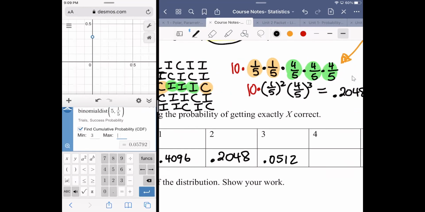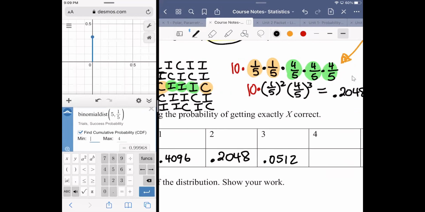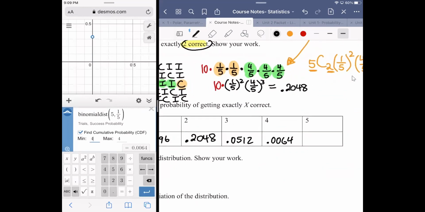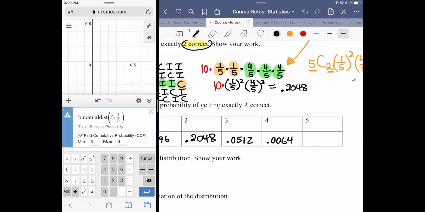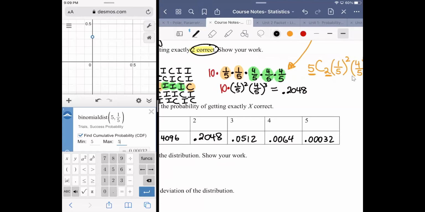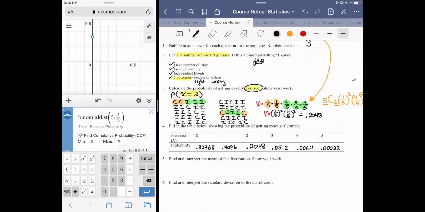So 0.0512, 4 to 4, 0.0064, and then 5 to 5. And you could see, hopefully, when you look at this, that the probability gets less and less favorable as the x value gets larger and larger. And that should make sense, right?